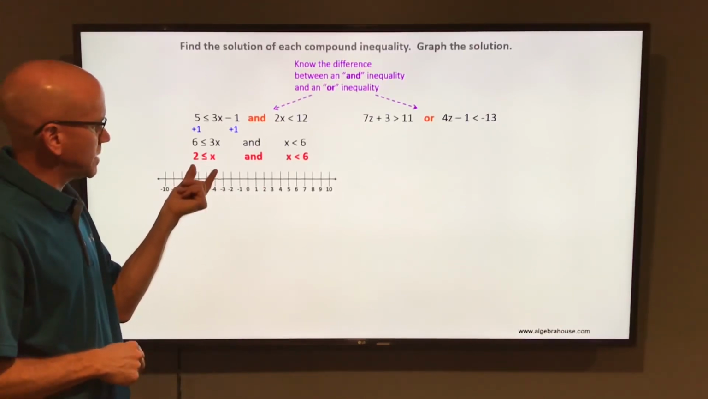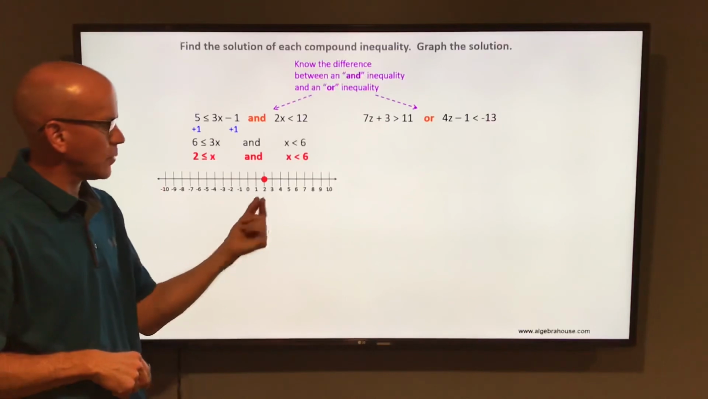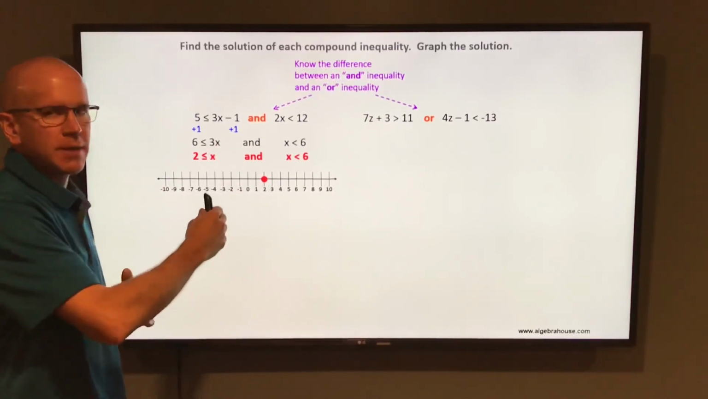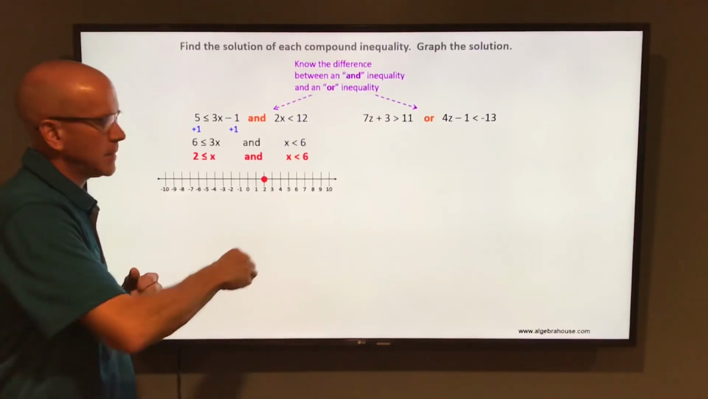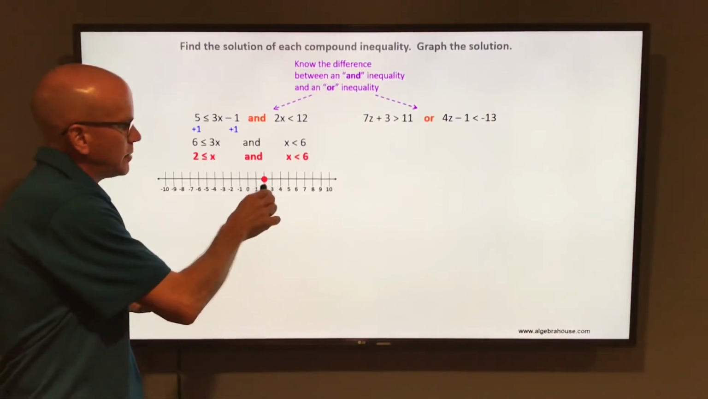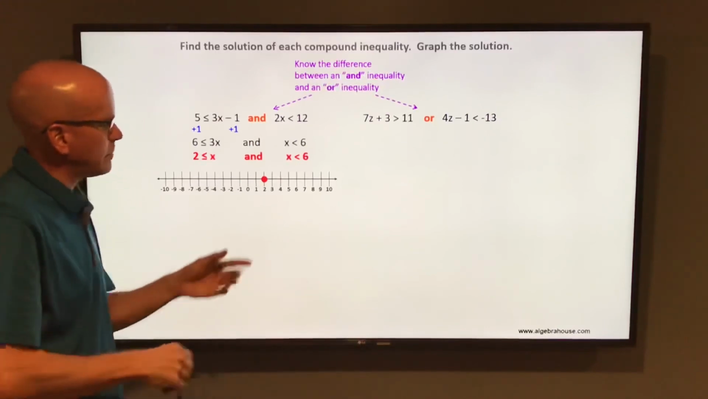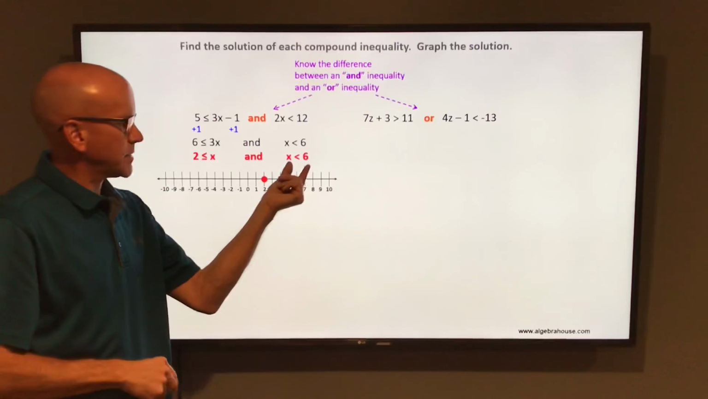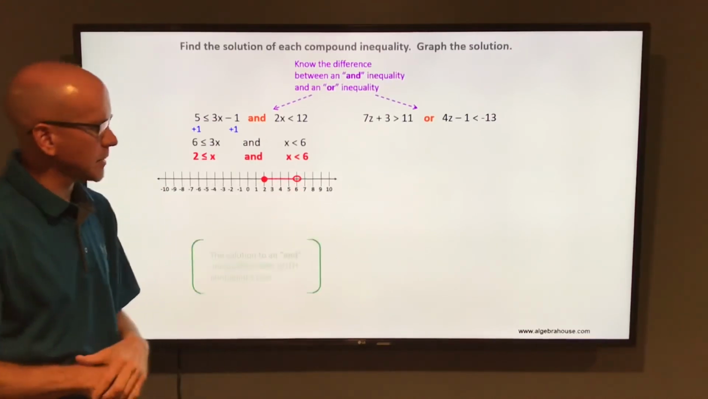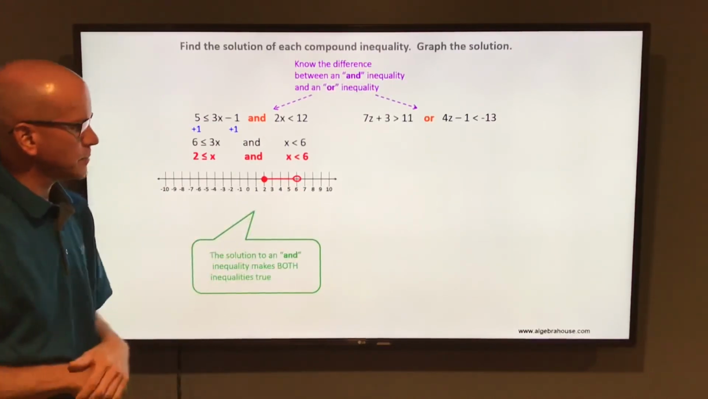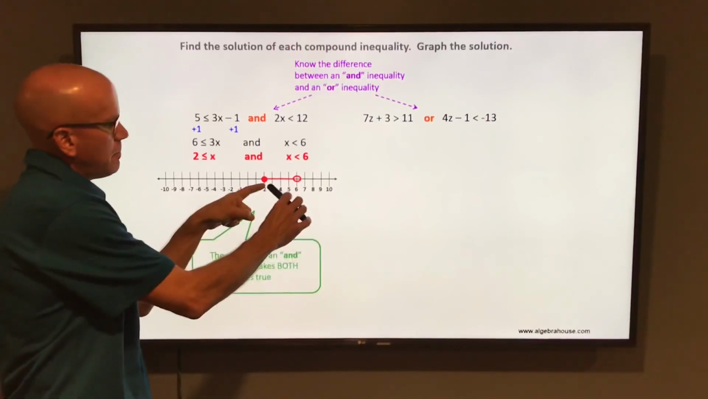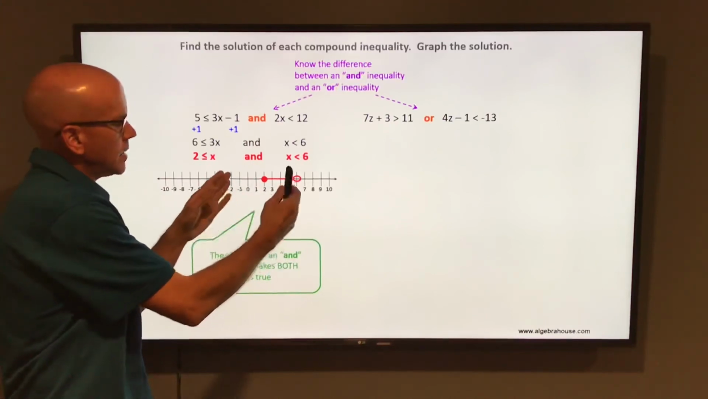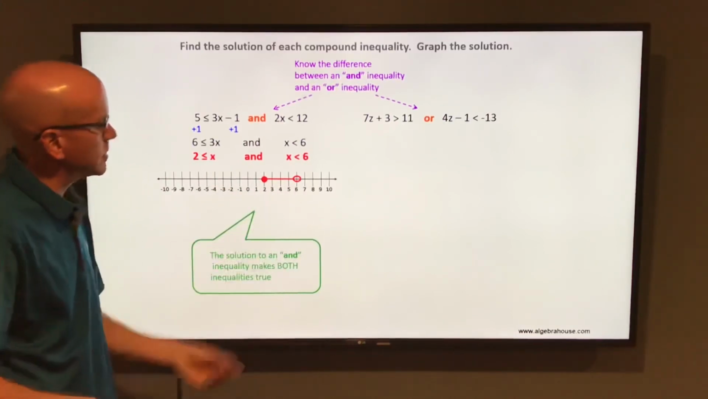Graphing this, 2 is less than or equal to x, you would put a closed circle on 2, and the arrow would start going to the right because the value of 2 is less than or equal to x. So closed circle on 2 means it could be 2, and the arrow going to the right means that 2 is less than the x. For x is less than 6, you would put an open circle on 6 with the arrow going to the left. So x is any number between 2 and 6, but it could also be 2 because of that closed circle. So x is between 2 and 6, including 2.